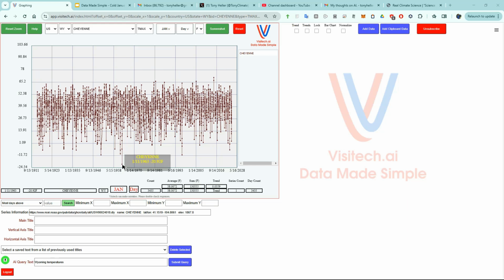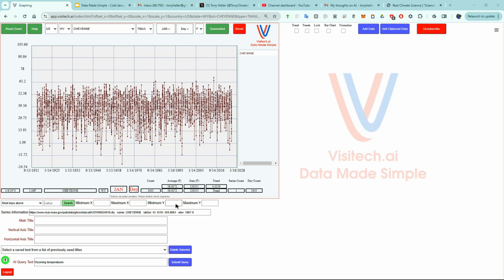The coldest January day in Wyoming was January 11th, 1963, when the maximum temperature was minus 21 degrees Fahrenheit. And the warmest January day in Cheyenne was January 27th, 2015, when the maximum temperature was 70 degrees.